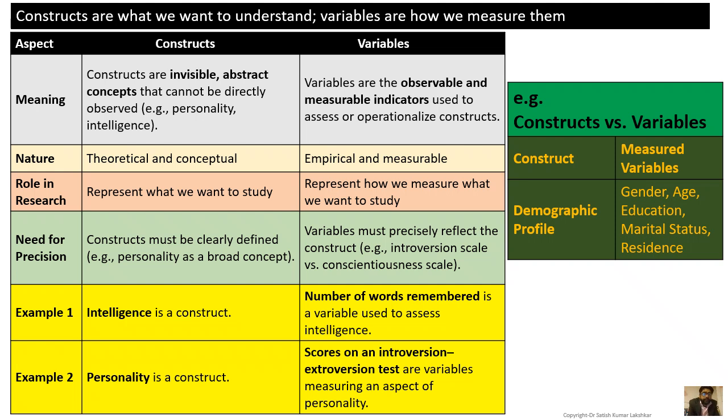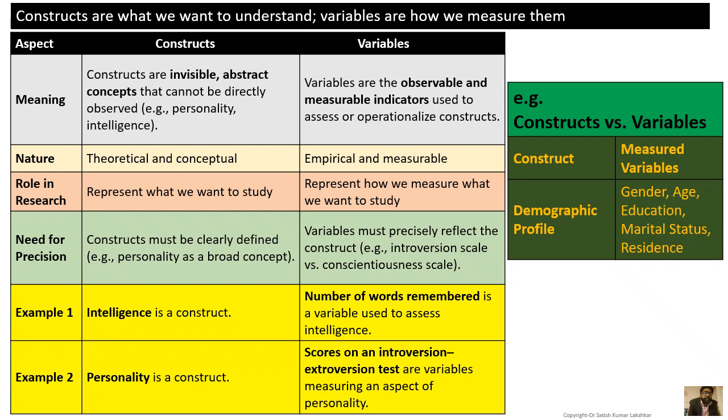Now let's talk about one more example, personality. If we consider personality as a construct, then what could be the variable? The score on an introversion or extroversion test. The extroversion test is a variable measuring an aspect of personality. So this is how we use different variables to define or formulate a construct.